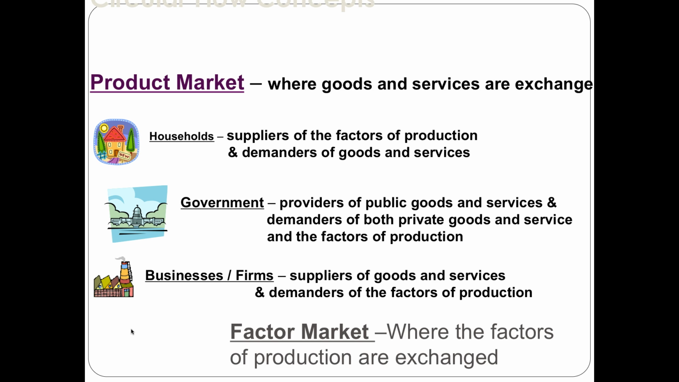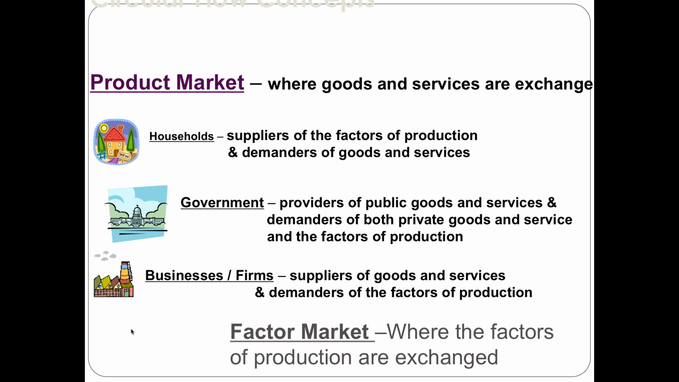Now there are three entities that are going to interact in these two markets. The first one is households. They are suppliers of the factors of production. For example, they'll supply labor, and of course they demand goods and services. You have the government. They provide public goods and services.